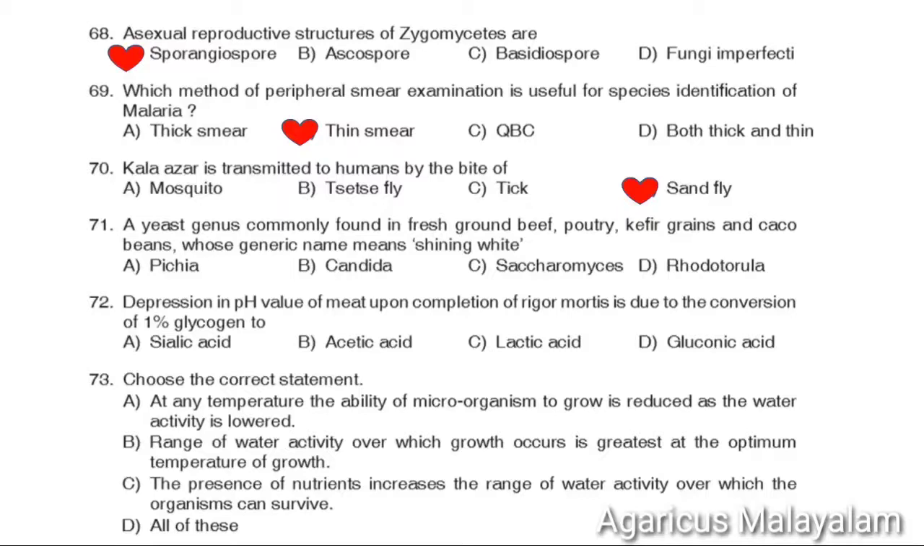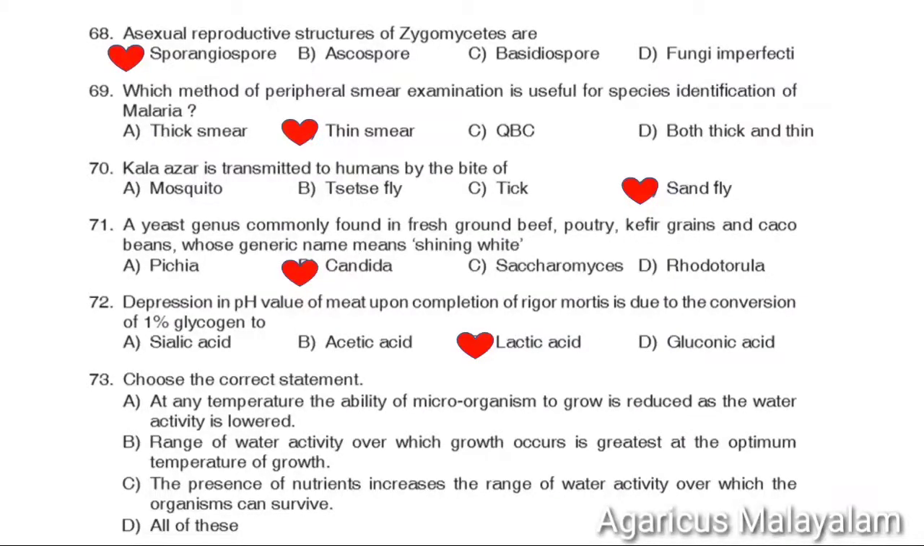71. A yeast genus commonly found in fresh ground beef, poultry, kefir grains and cocoa beans, whose generic name means shining white. Correct answer is option B, Candida. 72. Depression of pH value of meat upon completion of rigor mortis is due to the conversion of 1% glycogen to. Correct answer is option C.